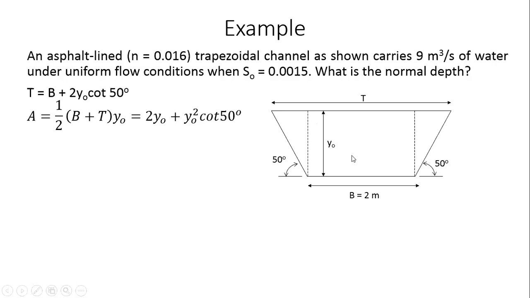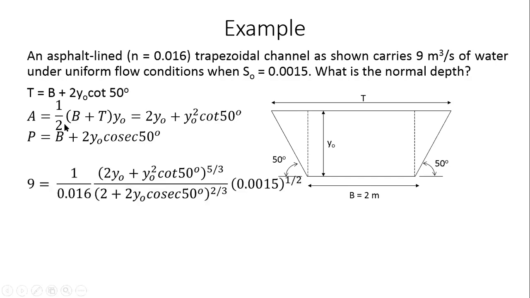Similarly, A, which is the area of the cross section, will be half B plus T into y naught. Okay, I'm not going to explain all this. This is fairly straightforward. The area of a trapezium. So I input all these values, I get this expression over here. Similarly, the wetted perimeter will be B plus 2 y naught cosecant 50 degrees. So the wetted perimeter is this length plus this length plus this length. So it is B plus 2 y naught cosecant 50 degrees. This again, the geometry is all straightforward, so I'm not going to explain all of this to you.